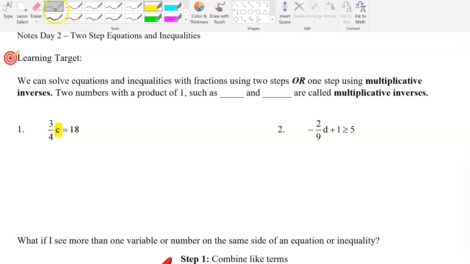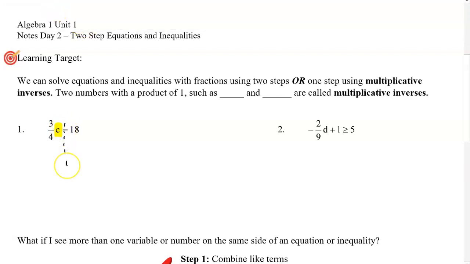We want still to get c by itself. You always want to isolate the variable. C and 3 over 4 are attached by multiplication. So to undo multiplication, we want to divide the fraction to the other side. The problem is that when you learned how to divide fractions in a previous math course, you learned that instead of dividing fractions, you multiply by the reciprocal. Okay? So there's two different methods that we can use to do this. We can either use reciprocals or we can use two steps.